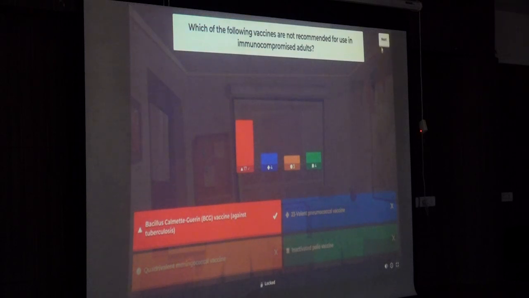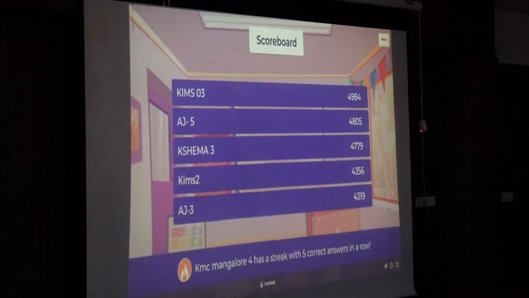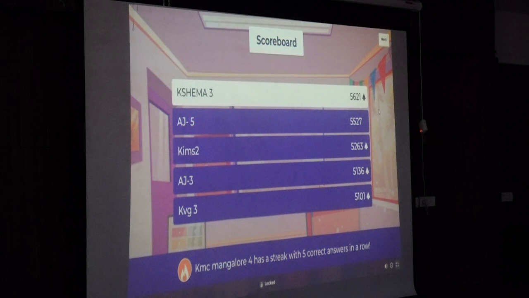Okay, so that is the answer: BCG. As expected, many of them have gotten it right. 17 teams have got the answer right, sir. And in terms of the leaderboard, team 3 from AJ jumps back on the top, AJ's fifth team at second place, and Kim's team 2 at third.